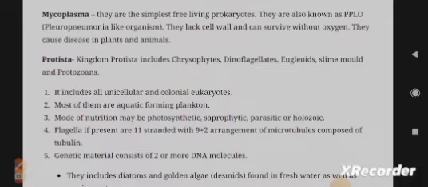Protista. Kingdom Protista includes chrysophytes, dinoflagellates, euglenoids, slime molds, and protozoans. Protista includes all unicellular and colonial eukaryotes. Most of them are aquatic, forming plankton. What's plankton?